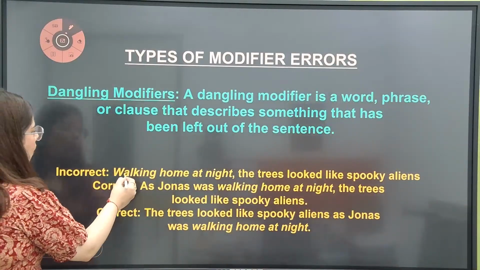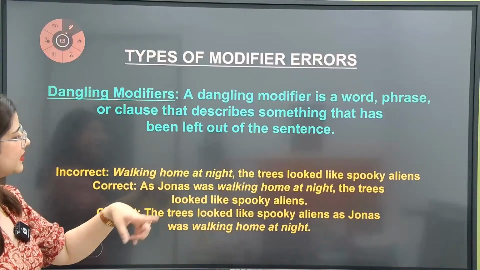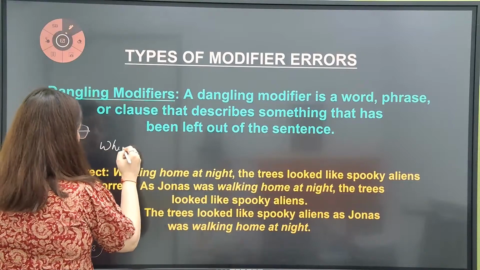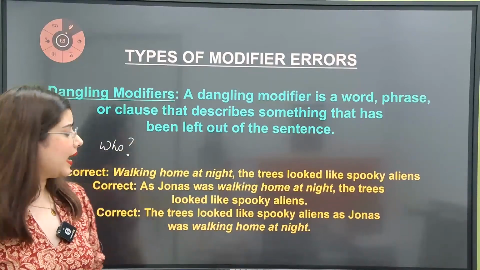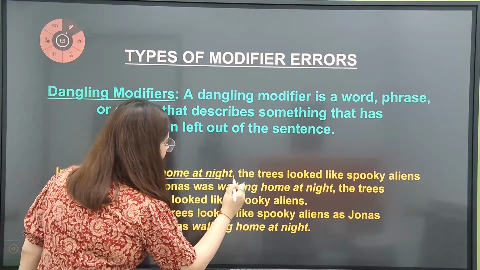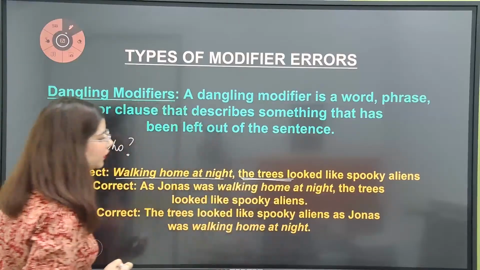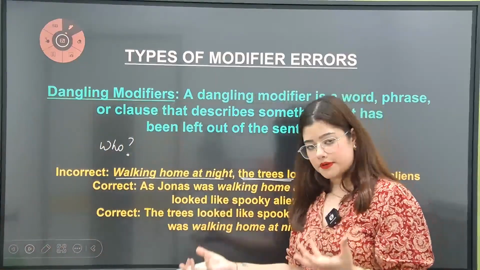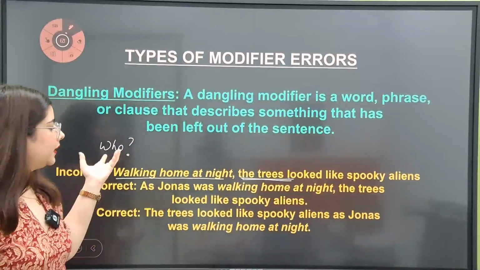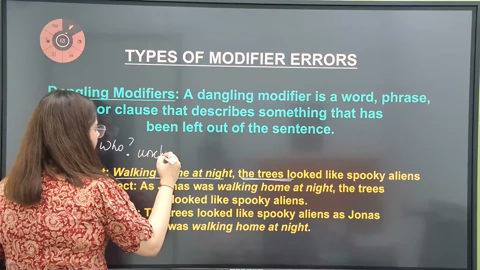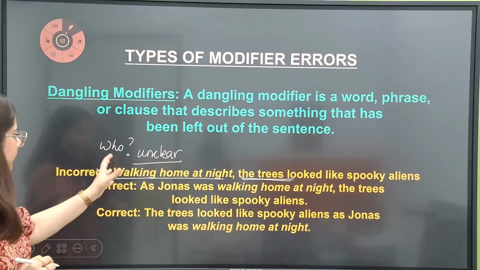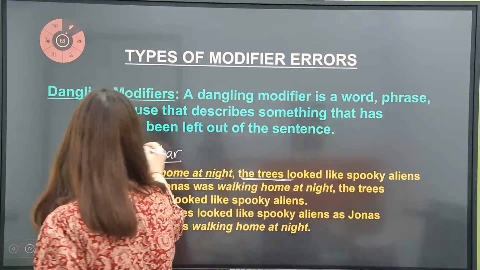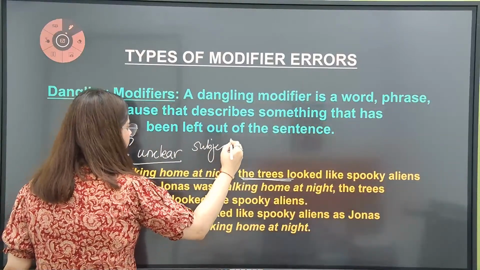If we say, walking home at night, the trees looked like spooky aliens. Who was walking home at night? And since walking home at night is placed closer to the trees, were the trees walking home at night? Obviously not. Some person would be doing that. But here, there is a sense of ambiguity associated. The sentence is unclear.